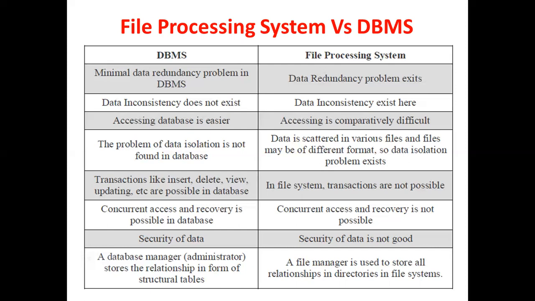Data security is more in a DBMS because only an authorized person can access and modify the data. But in a file processing system, security is not provided at a satisfactory level. The database manager stores the relationships, but within the traditional file system, the file manager stores all the relationships in the directories. So this is all about the file processing system versus database management system.